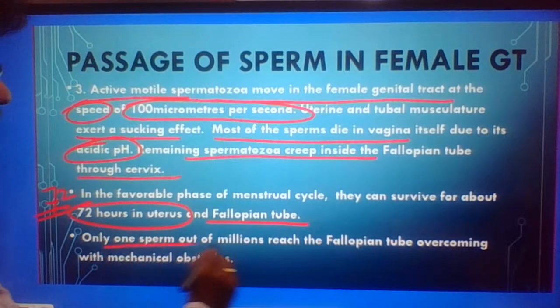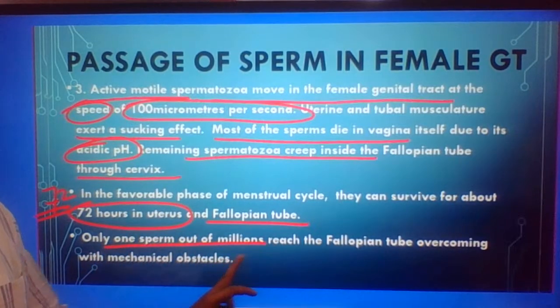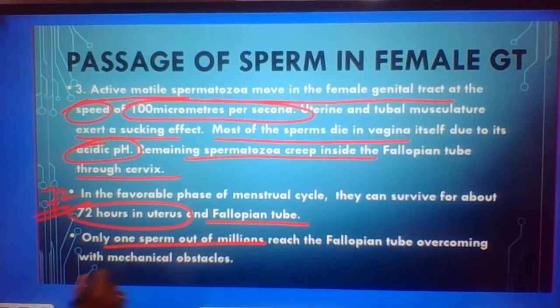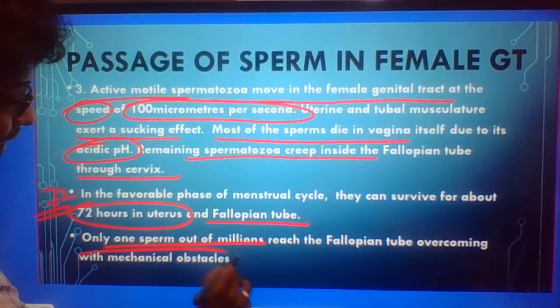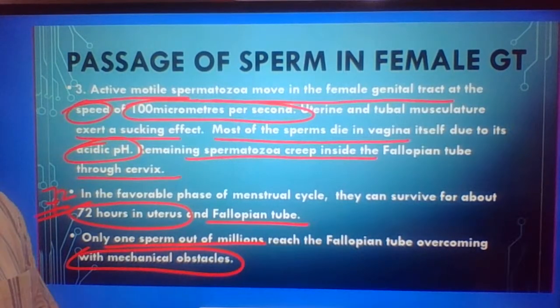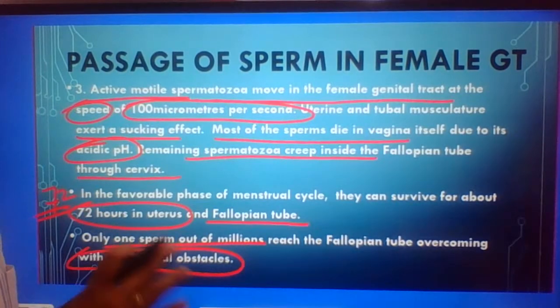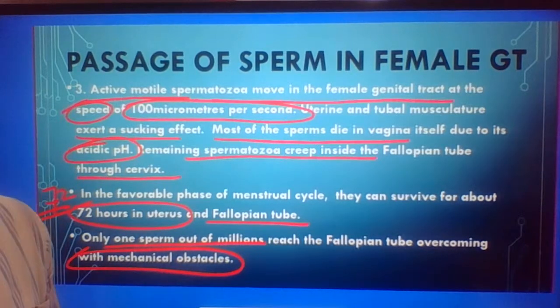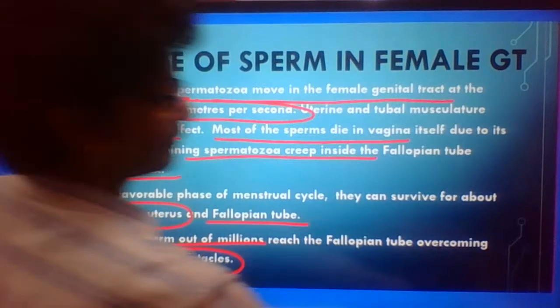Then only one sperm out of the millions reaches the fallopian tube, overcoming the mechanical obstacles, the pH obstacles, and many other obstacles. That one particular sperm approaches the female and fertilizes the secondary oocyte, and that will become the fertilized one. So fertilization, this is how it actually gets completed.